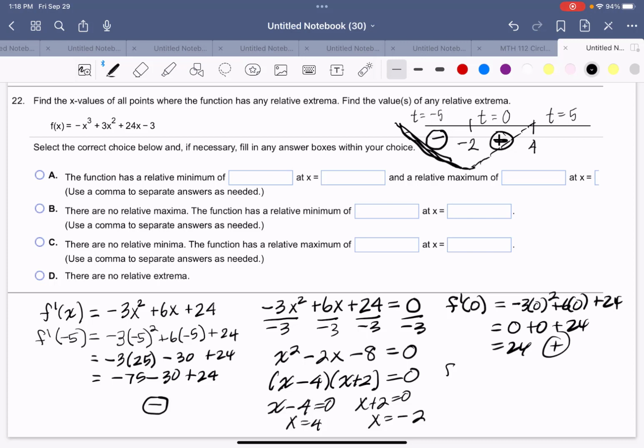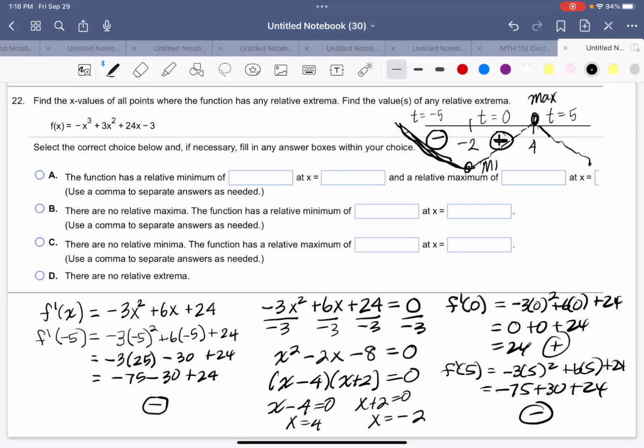And then I do f prime of 5. And I get negative 3 times 5 squared plus 6 times 5 plus 24. I get negative 3 times 25, negative 75 plus 30 plus 24, and it's negative again. So it's falling here. So here we have a local maximum. Here we have a local minimum. And now we have to find those values.